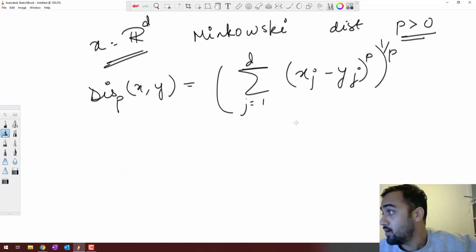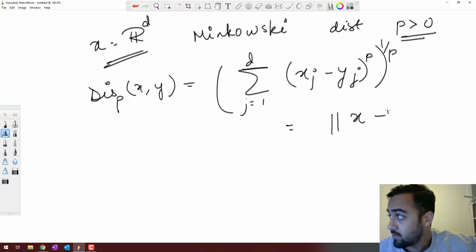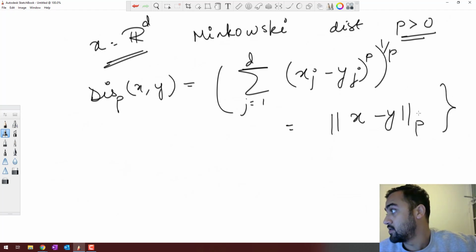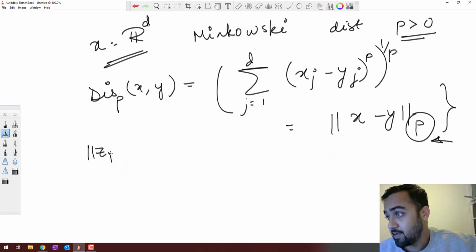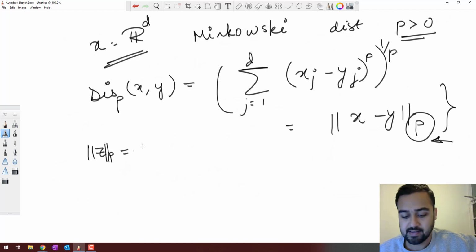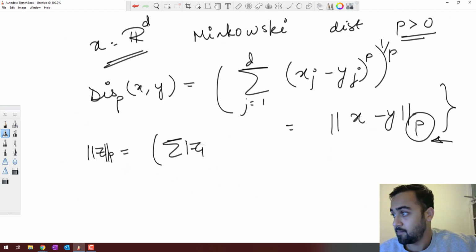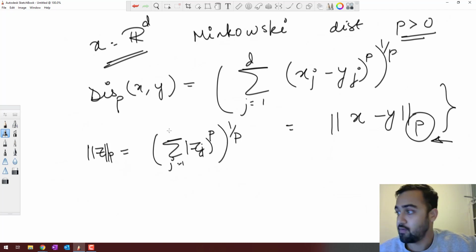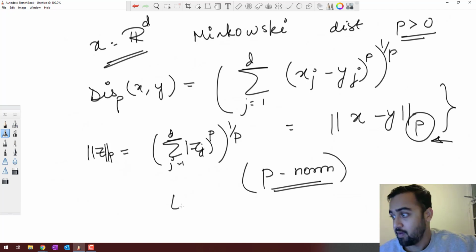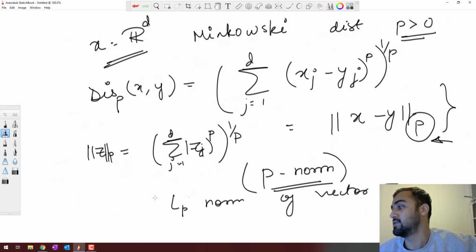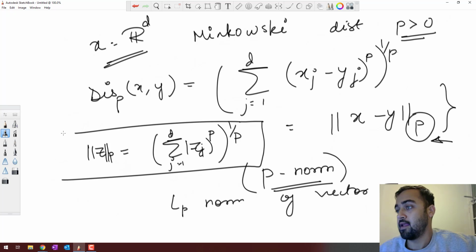That gives us the norm of x minus y, with the subscript p. This is the notation where p is the parameter. If anything is noted like this, it means to the power 1 by p, where j goes over the data points. This is also called the p norm or Lp norm of the vector.